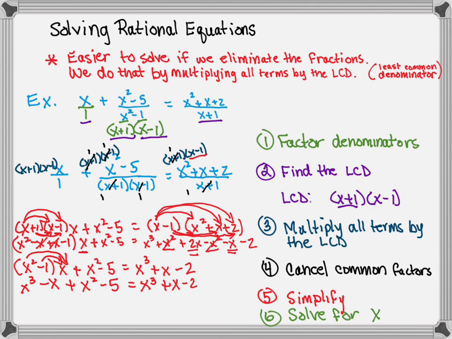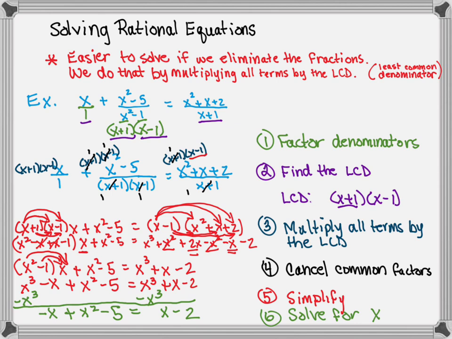So because this is not linear, we have exponents, let's get everything on one side, 0 on the other. I'll start that, I'll move everything to the left. It wouldn't matter, we could move it to the right. I'm going to start by subtracting x cubed from both sides. When I do that, they actually cancel out from both sides, and I'm left with negative x plus x squared minus 5 equals x minus 2.